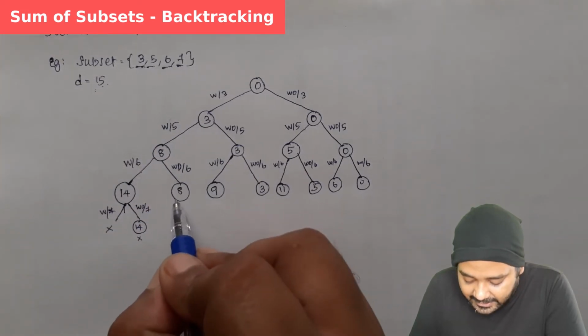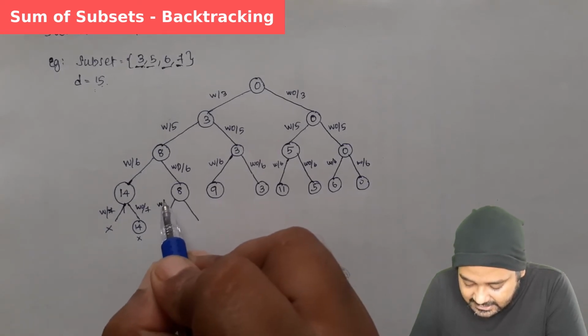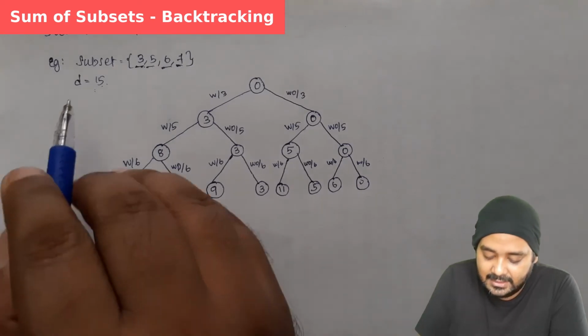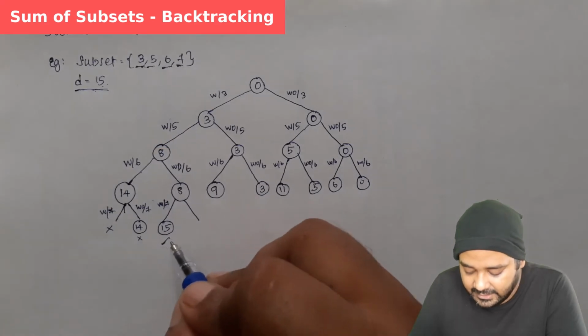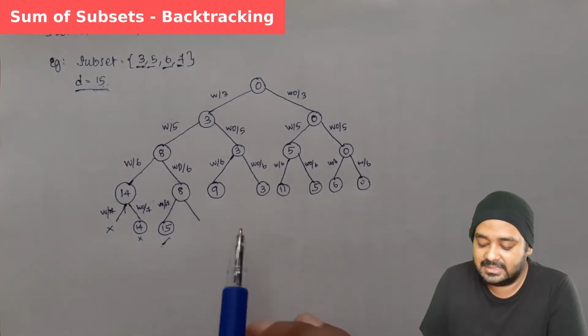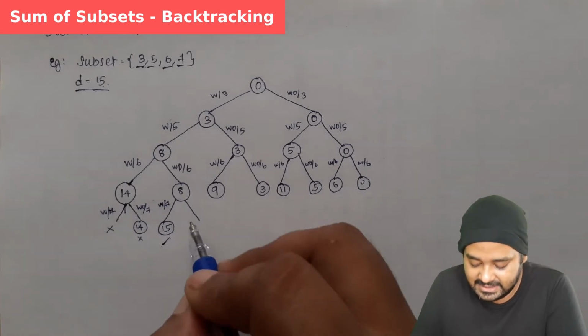So again, what we have to do, we have to consider with and without. So here with 7, my value is going to be 15, and here I have obtained my solution, which is nothing but 15. Okay, so we cannot stop right here. Why? Because we have identified the solution, but some other path might lead to it. So we have to complete the entire state space tree.